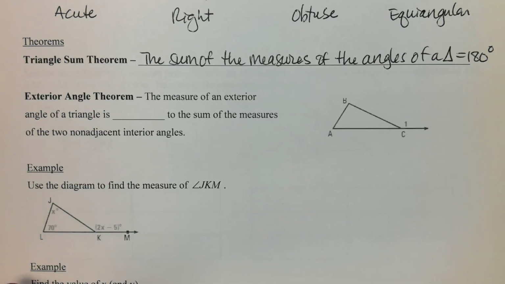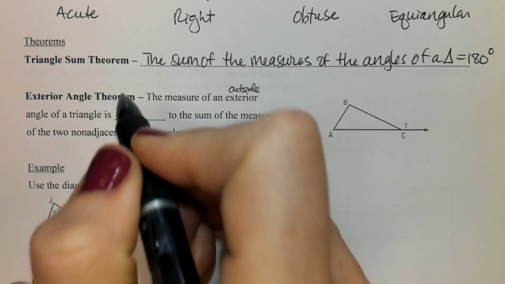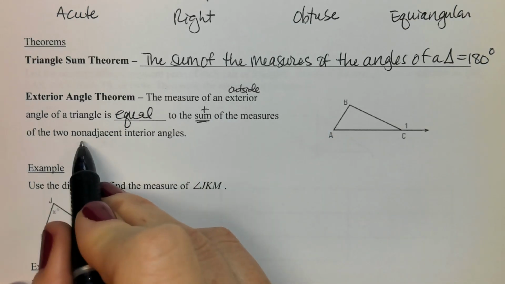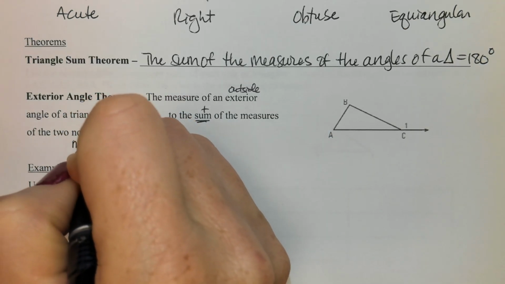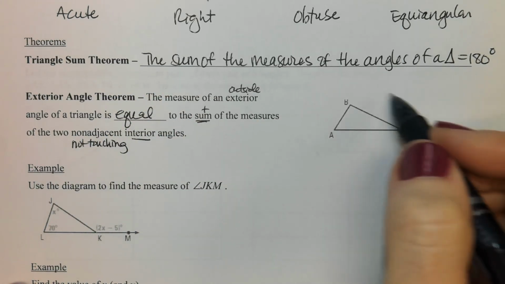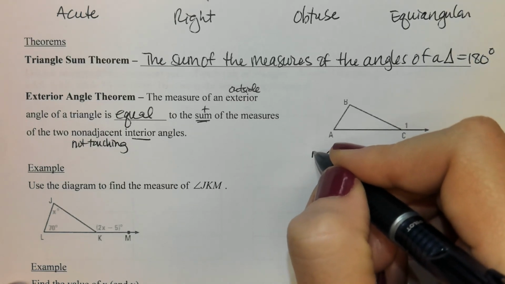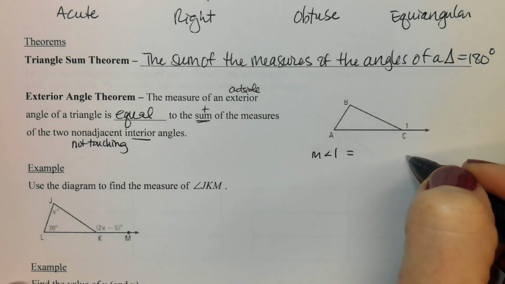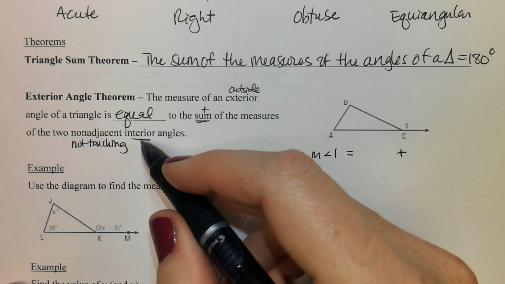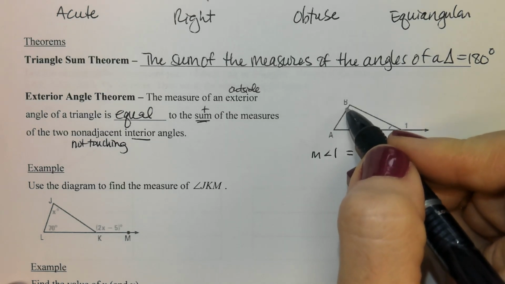Exterior angle theorem, this might be new to you. It says that the measure of an exterior angle, so one on the outside, is equal to the sum, that means addition, of the measures of the two non-adjacent, that means not touching, interior angles. Those are on the inside. So using this picture, I'll give you an example. This angle 1 out here, that's on the outside of my triangle. So the measure of angle 1 is equal to the sum, that means add, of the two non-adjacent, so non-touching, inside angles. Well, C touches angle 1, so it can't be that one. So it's got to be A plus B.